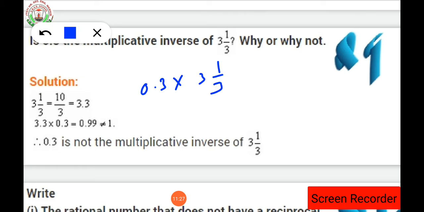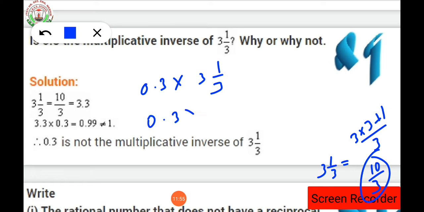So see 3 1 by 3 we are having. So 3 1 by 3 we are going to convert into which fraction? Mixed fraction it is, then we are going to convert it into improper fraction. So how to convert improper fraction? In the 8th question I had told you, isn't it? So 3 into 3 plus 1 upon 3. So 3 into 3 9, 9 plus 1 10, 10 upon 3 is the improper fraction. Okay, now since improper fraction we are having, so 0.3 into 10 upon 3.